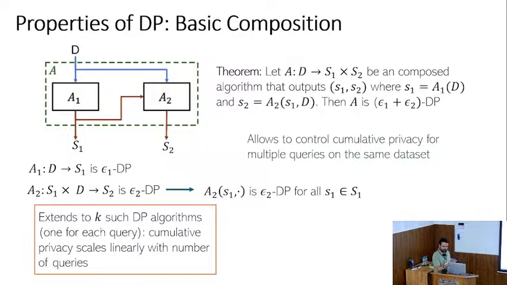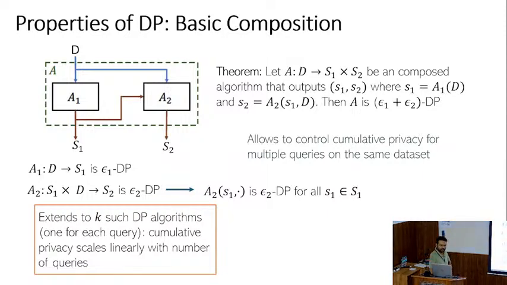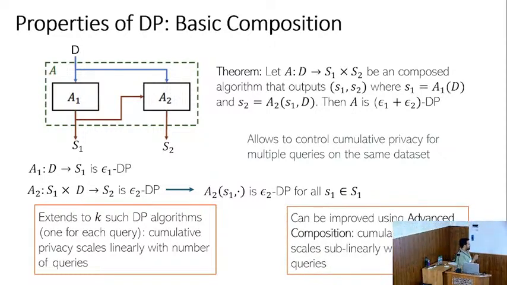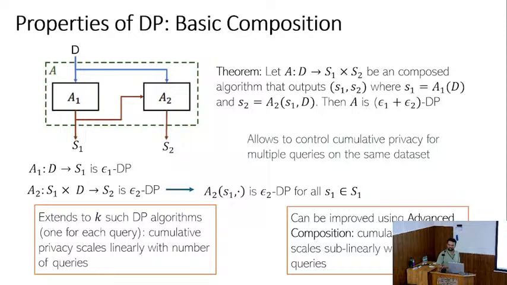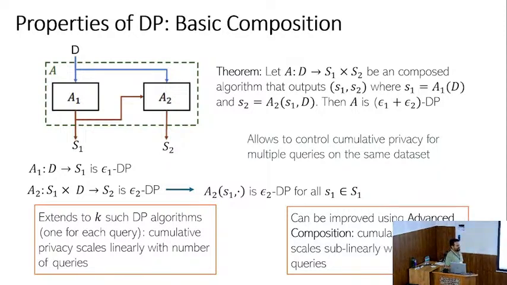So we can see that cumulative privacy scales linearly with the number of queries. If the number of queries is very high, we are losing. K times epsilon means if epsilon is say 1, then k times epsilon is k, so the bound on the ratio of these two outputs is getting very high. We are losing out on privacy because the composition is linear. So can we do better? Yes, this bound can be improved using something called advanced composition, which is obviously an advanced topic, as the name suggests.